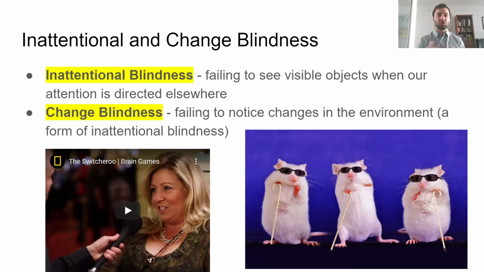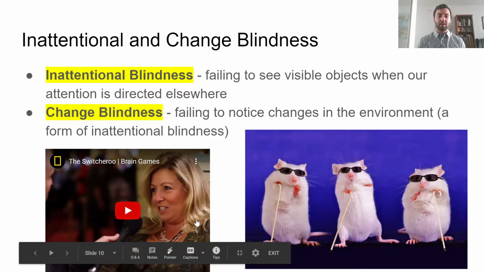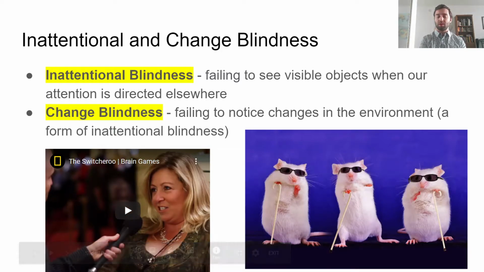Same thing here with change blindness. Change blindness is basically the idea that we won't notice changes in our environment if we're not paying close attention to it. So we can change a part of the environment, and we might not notice. Now we're going to watch a video where we're going to show that. This is a little clip from Brain Games where they put people in an environment, change that environment, and then see if those people notice the change.